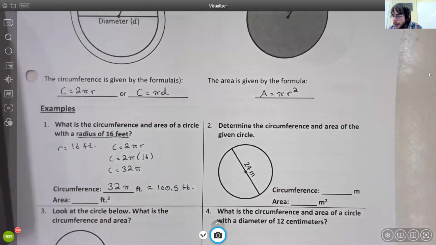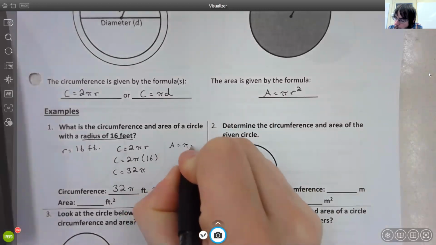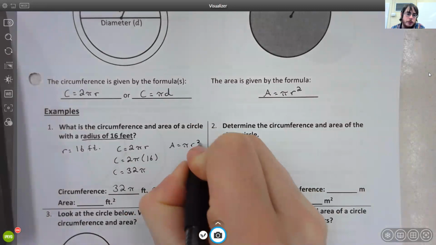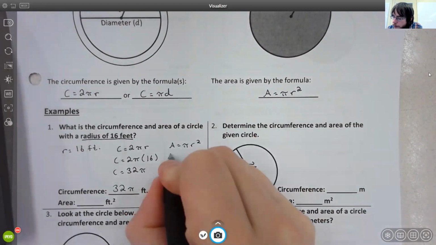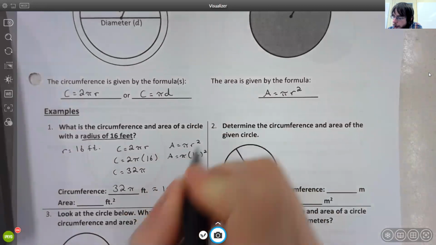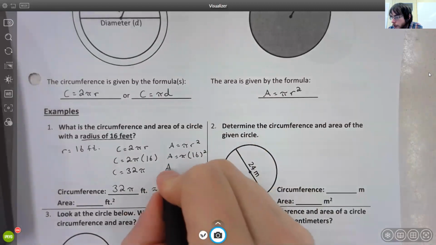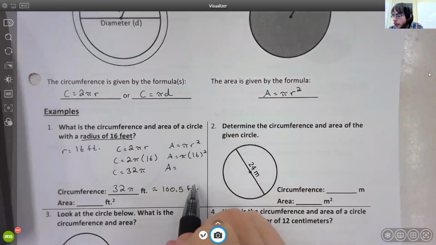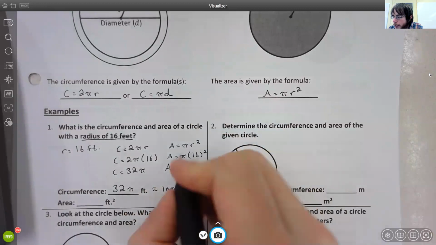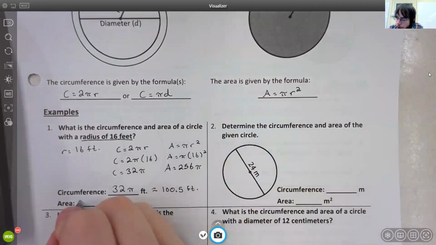All right, now let's look at the area. Our area is given by the formula pi r squared. We already know r, so we plug that in. So pi times 16 squared. We do our 16 squared first. 16 squared is 256, and the pi drops down. So our area is equal to 256 pi feet squared.